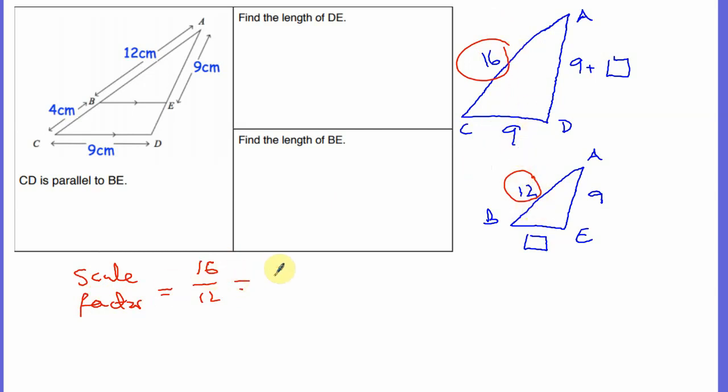In this case, it's not going to be as easy. It's going to be 4/3. So that's our scale factor. If we want to get from the small triangle to the large triangle, we're going to times by 4/3. And if we want to get from the large triangle to the small triangle, we're going to divide by 4/3.